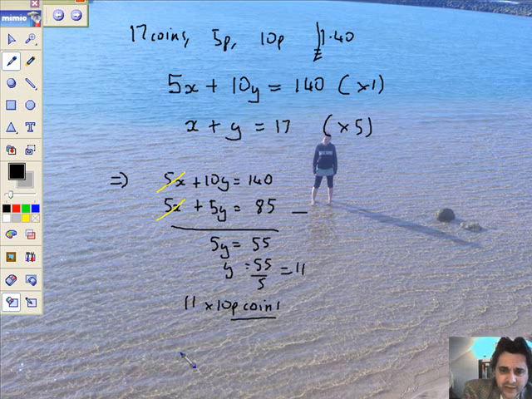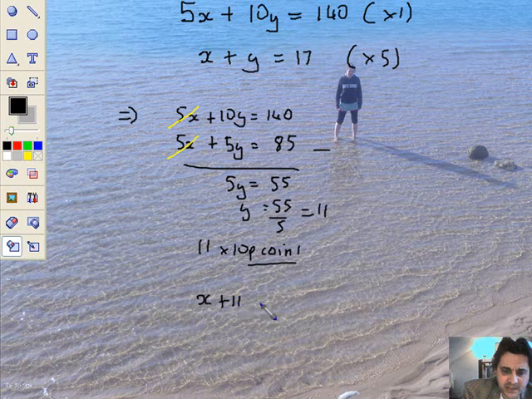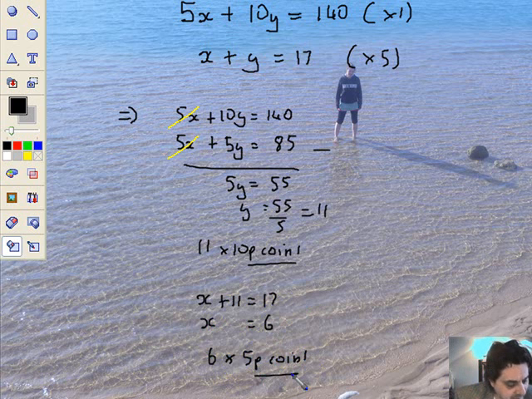So substitute the 11 in for y. I go x plus 11 is 17. Therefore, without getting all fancy with it, 17 take away 11, I've got 6 lots of 5p coins. So I've got 6 times 5p coins. And that's all there is to it, really. How many 5p coins? I just wanted 5p coins. Anyway, I've got 6 5p coins. I just happened to work out the y first. Doesn't matter.